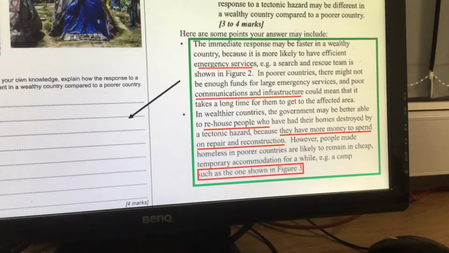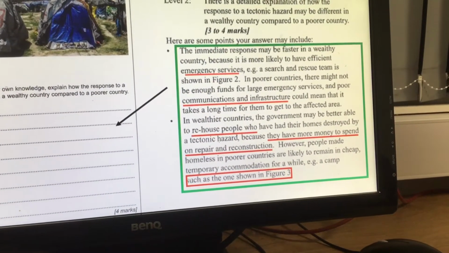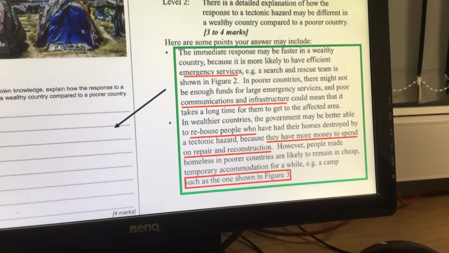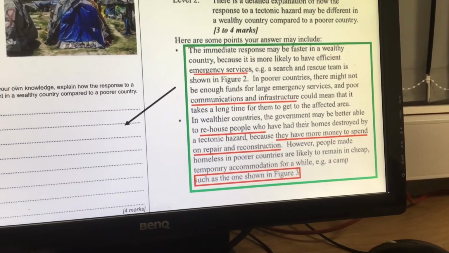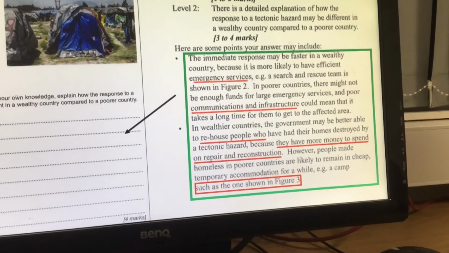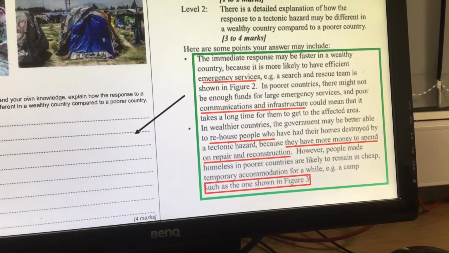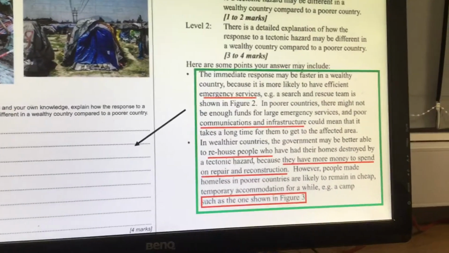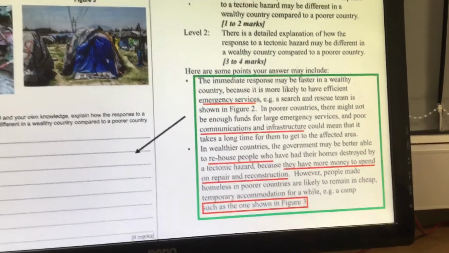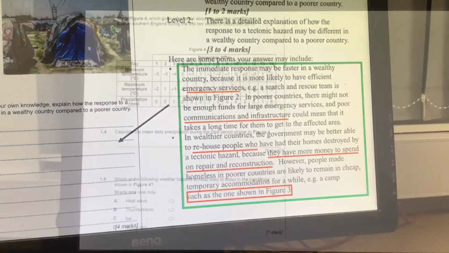Secondly, we've got, in a wealthy country, the government is obviously going to be a little bit better able to rehouse people, rebuild homes and provide accommodation. Whereas in the poorer country, the government doesn't have quite as much money, the people there don't have as much money, it takes longer to rebuild their houses, and therefore, as you can see in figure 3, lots of people might end up in temporary accommodation, as you can see there. So there's some ideas you could get down to get 3 or 4 out of 4.